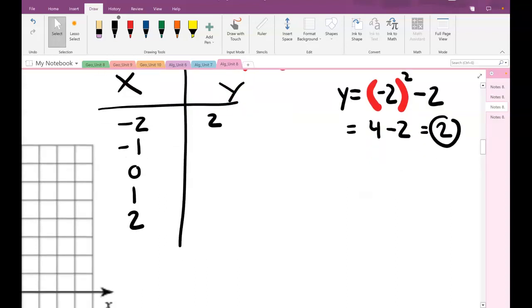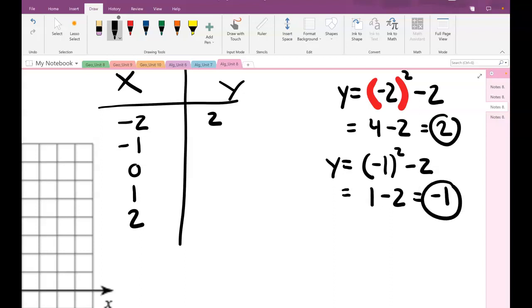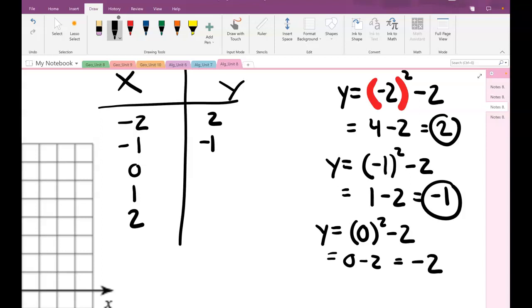We do the same thing, but now we're plugging in -1 for x. So again, we're plugging in negative numbers, so I need my parentheses around it. (-1) squared minus 2. That's 1 minus 2. That's -1. This is going in our table. We now plug in 0. 0 squared minus 2. We know 0 squared is just 0. So we take 2 away from 0. -2.